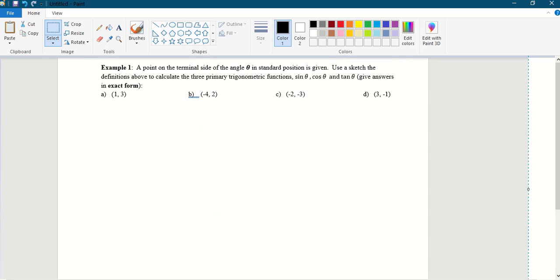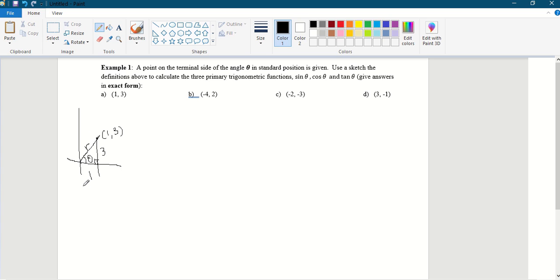Let's see an example here. A point on the terminal side of the angle theta in standard position is given. Use a sketch and the definitions above to calculate the three primary trigonometric functions: sine theta, cos theta, and tan theta. So let's quickly sketch this. (1, 3) will be basically positive 1, positive 3. Somewhere here is 1, and this distance is 3. This point right here is (1, 3). This is a right angle. This is theta, and r is unknown.